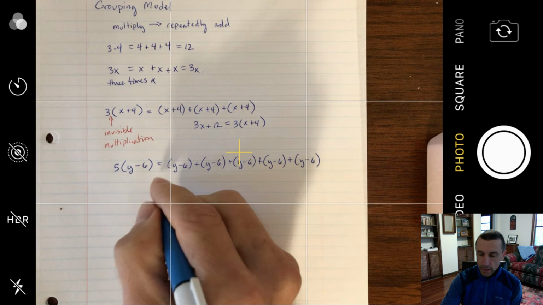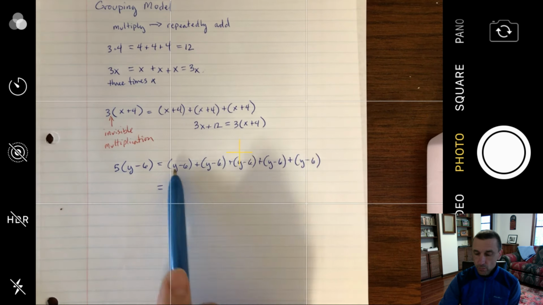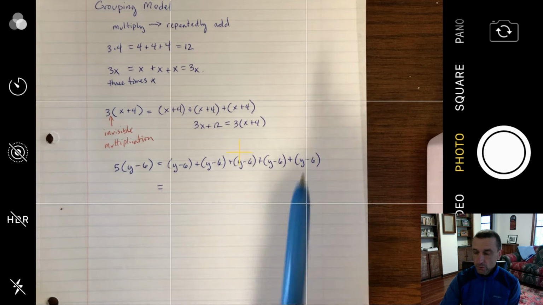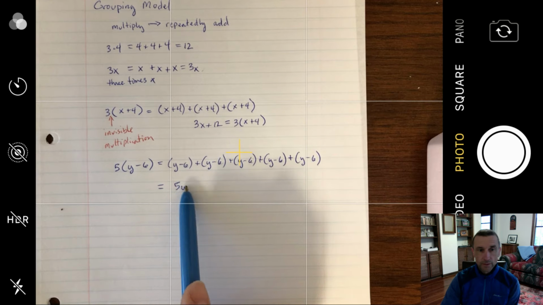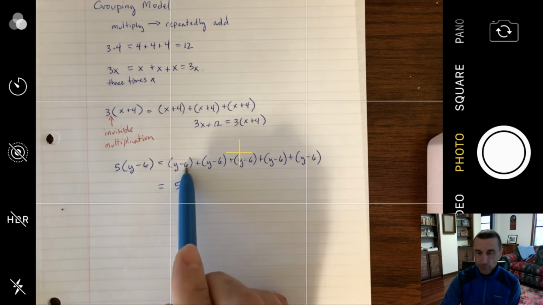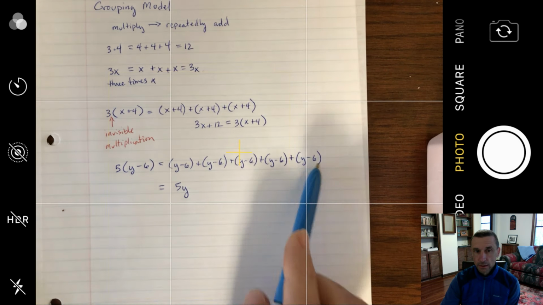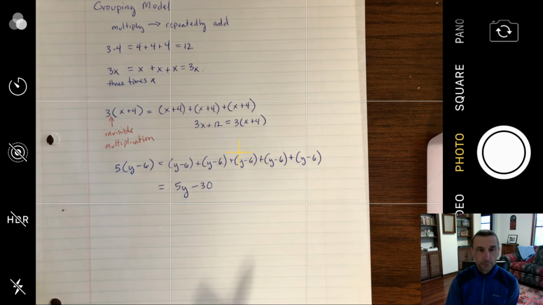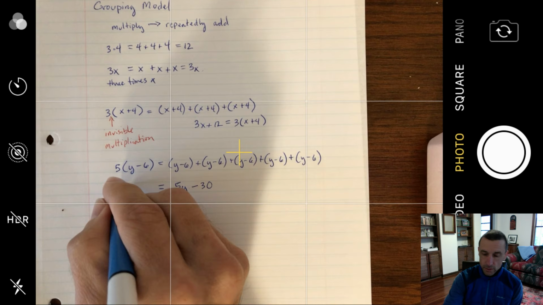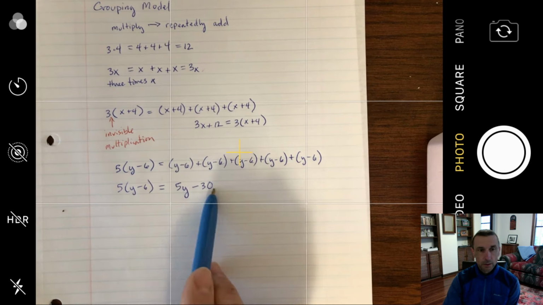If I now combine like terms, I simply get a different way that's also efficient. I have 1, 2, 3, 4, 5 y's. So 5 times y, or 5 y's being added together. I also have minus 6 again, minus 6, minus 6, minus 6. 5 times minus 6 is minus 30. So these two expressions, the one I began with and the one I've created, are equivalent.